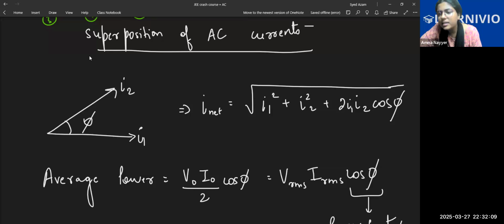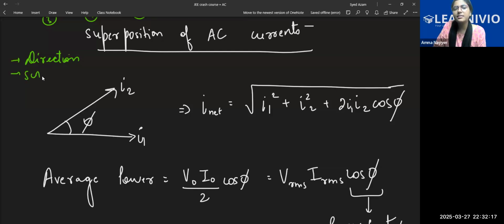See, current is a scalar quantity, though it has direction, but we studied this in current electricity, if you remember. So don't think the parallelogram law is applied. There's a small derivation for it that's not needed for you. But when you come to the conclusion, actually it's similar to the parallelogram law. The net current will be under root I1 square plus I2 square plus 2 I1 I2 cos phi.